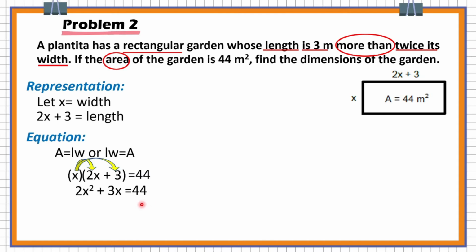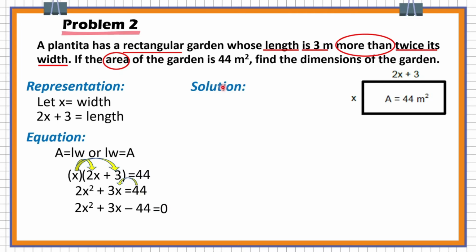So, ayusin natin to at gagawin natin standard form ng quadratic equation. So, copy natin itong quadratic term and linear term. Then, yung ating constant term, which is 44, ililipat natin siya sa left side ng equation at magiging negative 44. Then, equate natin siya sa 0. So, this is our quadratic equation.